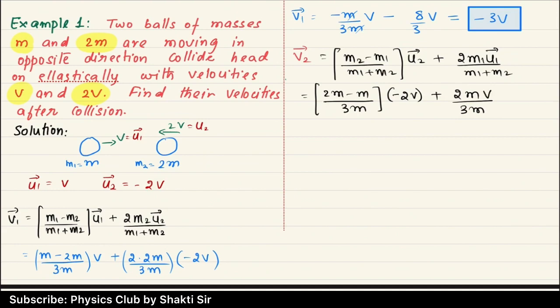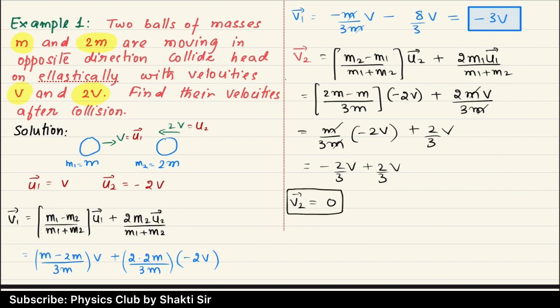Let me solve this. 2m minus m is m, divided by 3m, times negative 2v, and the m cancels. You will get negative 2 by 3 v, plus 2 by 3 v, where again the m cancels. So what can be the answer? You will get 0, so your v2 is 0. These are the velocities of the two bodies after collision: v1 is equal to negative v and v2 is equal to 0. Easy, just put the values in the formula.